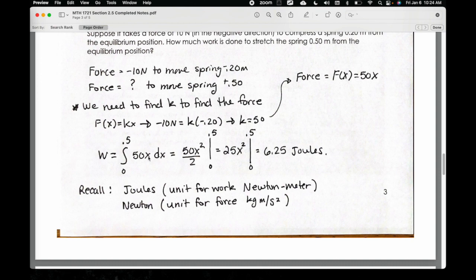And I'm going to integrate my force that I found, which is 50x, over 0 to 0.5. And when I do that, I get 6.25, and work should be, because we're dealing with newtons and meters here, I can either write this as the newton meter, that's the unit for work, or it's the same thing as 1 joule. 1 newton meter is equivalent to 1 joule. So I can write it as joules or a newton meter here.